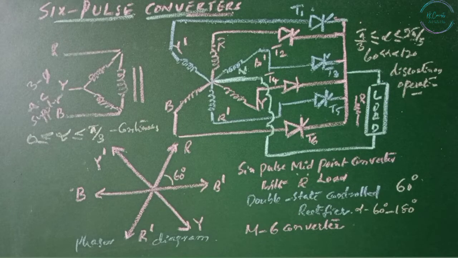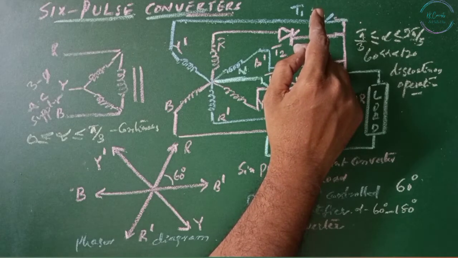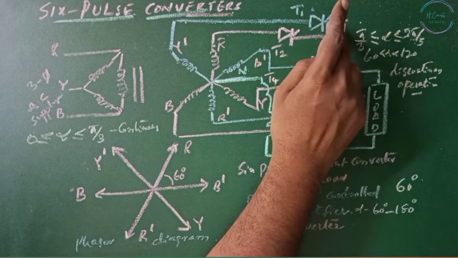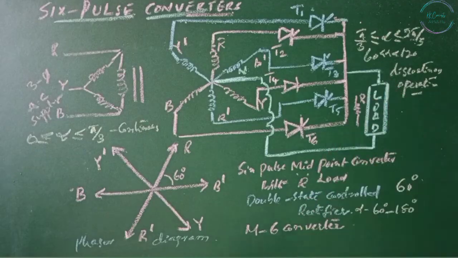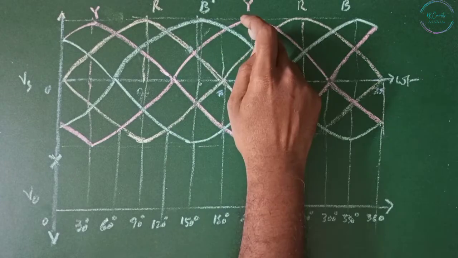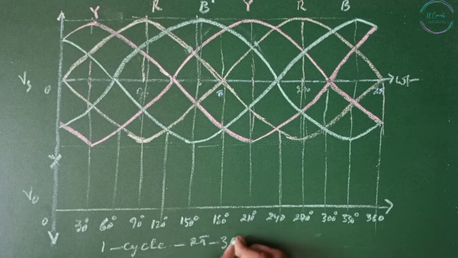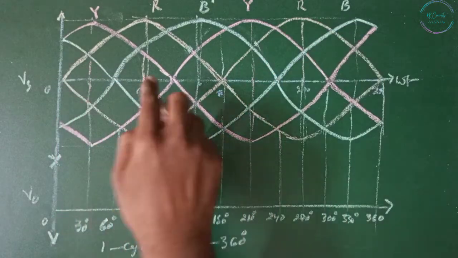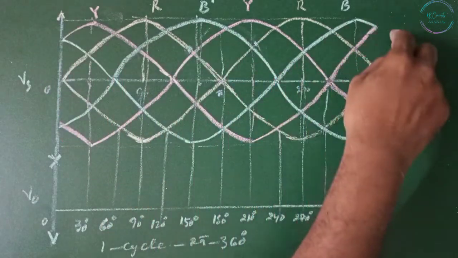The SCRs are triggered in the sequence T1, T2, T3, T4, T5 and T6 at 60 degree intervals. When thyristor T1 is triggered, it will conduct until T2 is turned on. When T2 is turned on, T1 is going to turn off by natural commutation. Similarly, this is going to happen for every thyristor. Here we have the 6 pulses. The yellow line belongs to R, the green line belongs to B, and the pink line belongs to Y. This is one cycle equal to 2 pi, that is 360 degrees. R, this is R dash, Y, this is Y dash, B dash and B.